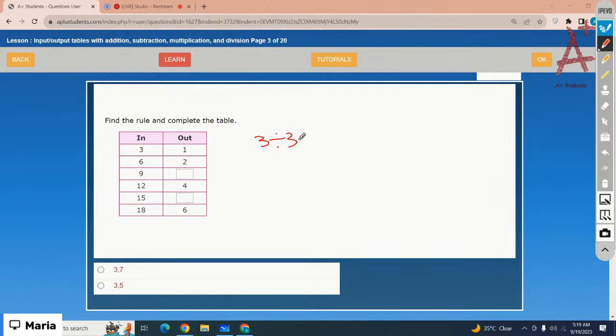3 divided by 3 is 1. 6 divided by 3 is 2. 12 divided by 3 is 4. And 18 divided by 3 is 6. Right? The input and output values are decreasing by the same number, not by different numbers. So 9 divided by 3 is 3. 15 divided by 3 is 5. So the missing values are 3 and 5, right? The second option is the correct option.